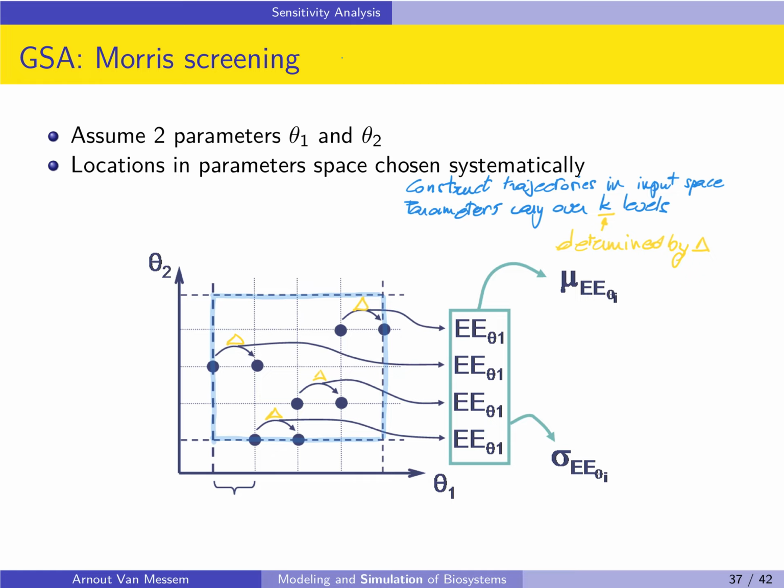In our example, we have 4 of those steps from theta 1 to theta 1 plus delta. This gives us 4 elementary effects for the first parameter theta 1. And with this vector of elementary effects, we can calculate the mean for the elementary effect of theta 1 and also the variance or the standard deviation for this elementary effect.